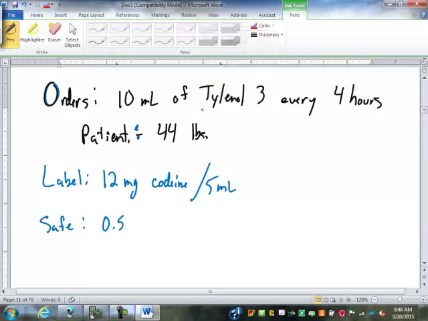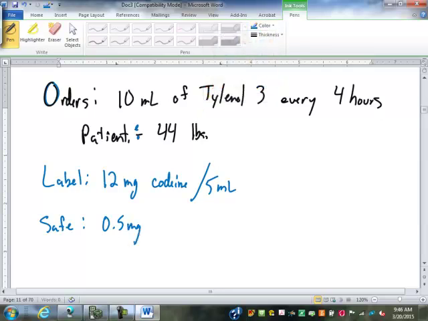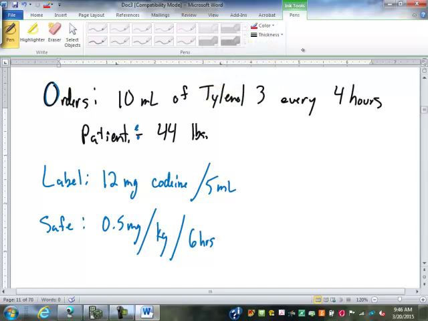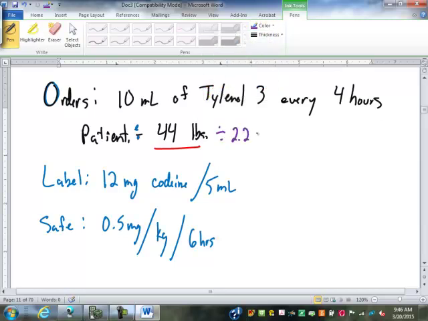So when you go to double check your dose, what just happened here? There. My computer decided to act up on me today, apparently. So you want to double check this dose. We need to figure out what that maximum safe dose is for this patient's weight and see if we're under it. We start with the patient's weight: 44 divided by 2.2 gives us 20 kilograms.